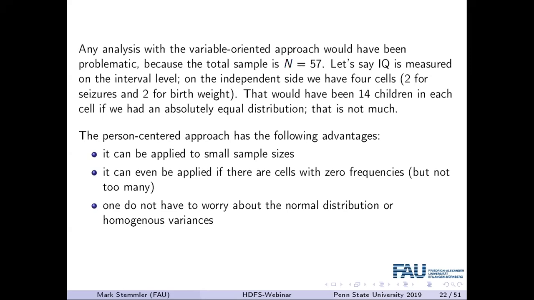One advantage of CFA is that you can use it for small samples. As I mentioned before, here we have only 57 children. And let's say the IQ is measured on interval level and we have two independent variables for an analysis of variance, seizures and birth weight. So we have four cells, and if everything is equally distributed, we would have 14 children in each cell, but this is not much. We need to have more children in each cell.